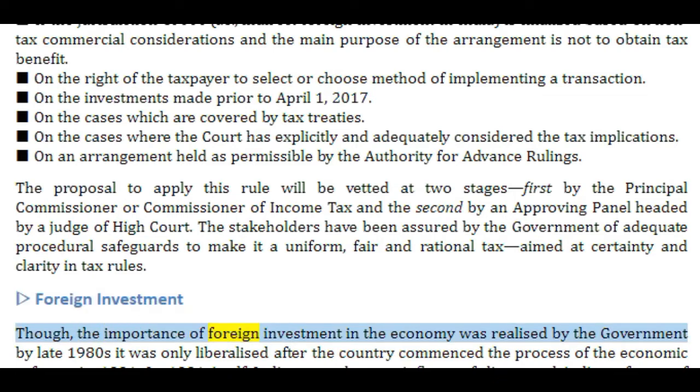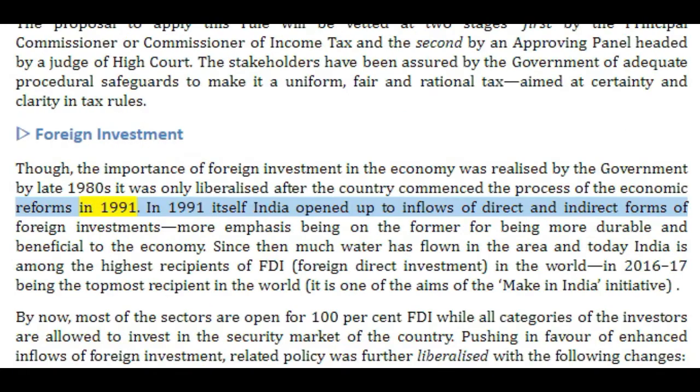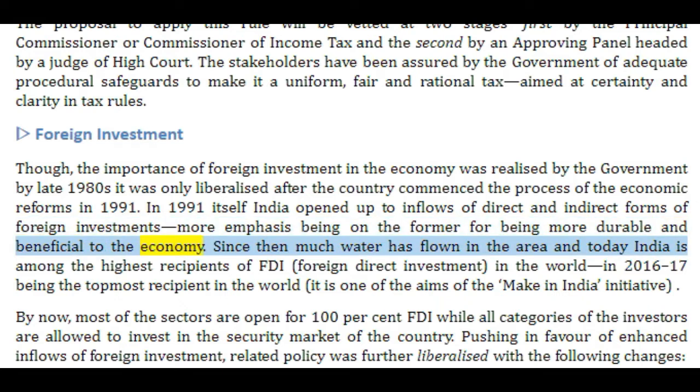Though the importance of foreign investment in the economy was realized by the government by late 1980s, it was only liberalized after the country commenced the process of the economic reforms in 1991. In 1991 itself, India opened up to inflows of direct and indirect forms of foreign investments, more emphasis being on the former for being more durable and beneficial to the economy.